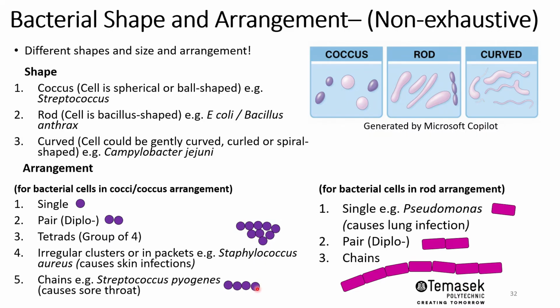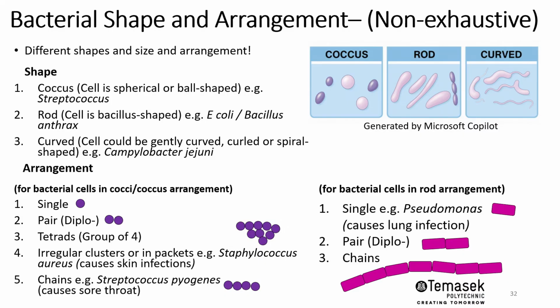For bacterial cells in a bacillus or rod arrangement, they can come in singly form, like Pseudomonas, which are responsible for lung infections. They may come in pairs, again we call them diplo, or they may be in chains, just like this.